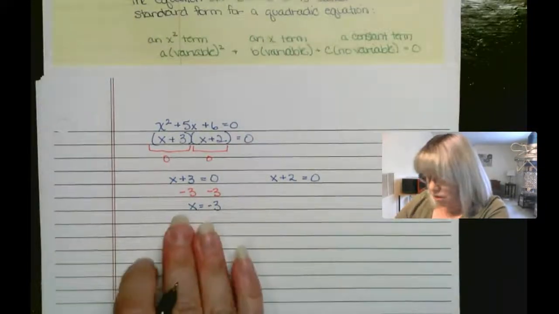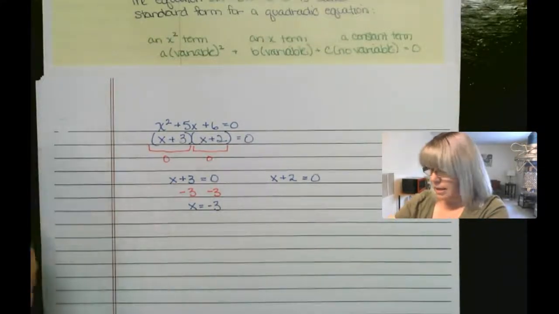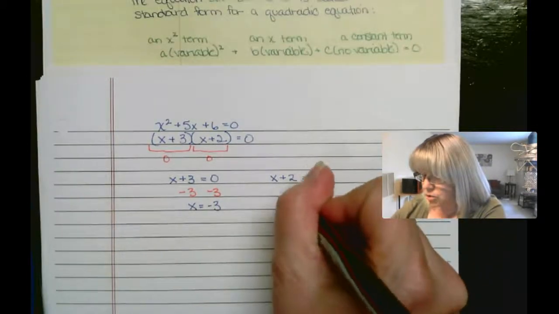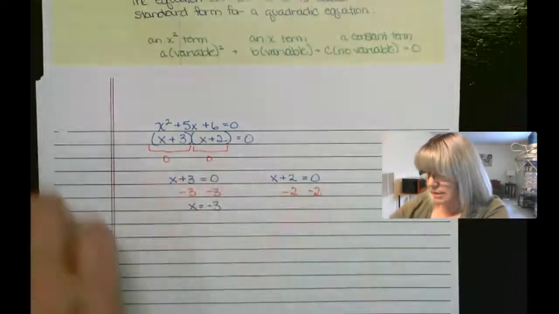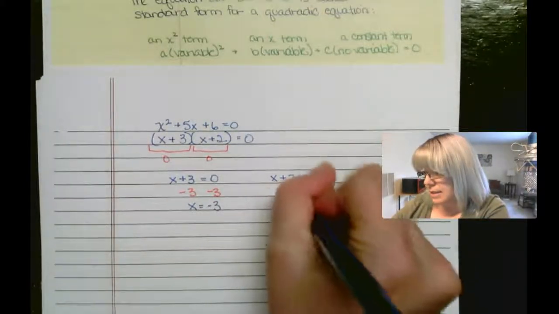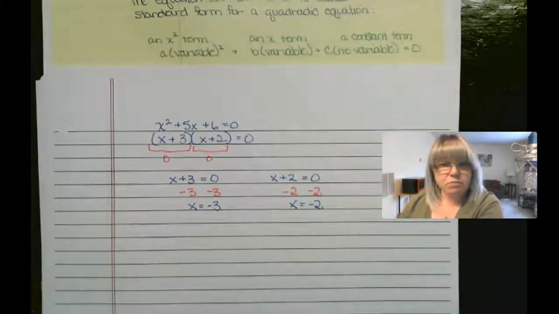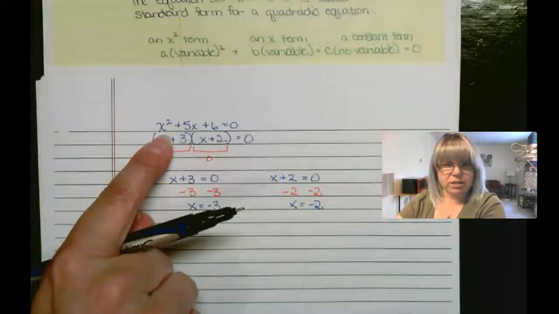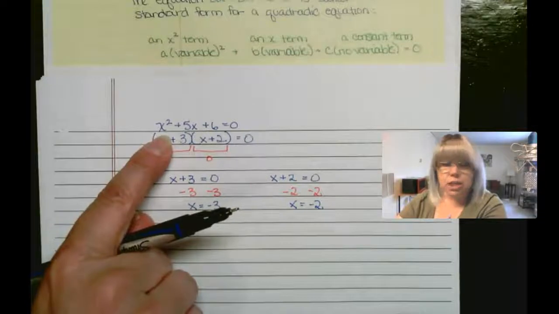Okay, so I've solved the first equation. Now the second equation, x plus 2 equals 0. Let's subtract 2 from both sides. X equals negative 2. These are my solutions to this equation. So I'm going to check it just to make sure.